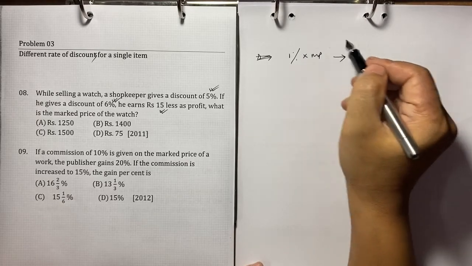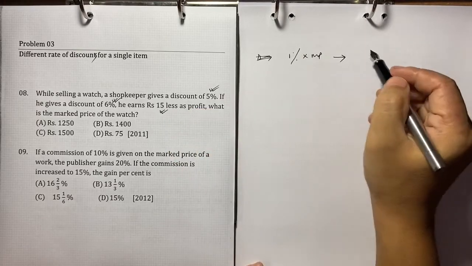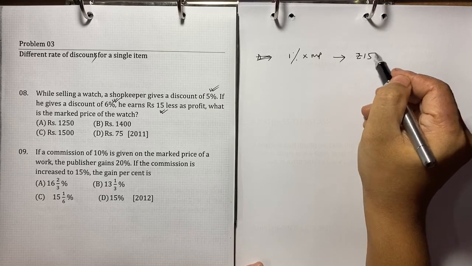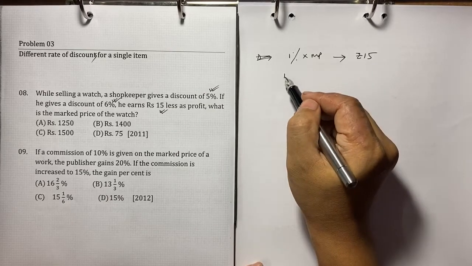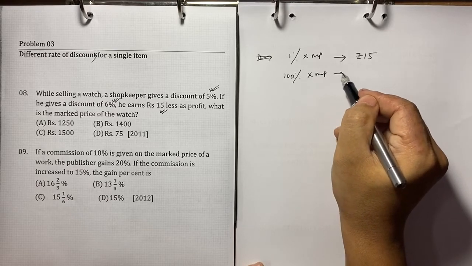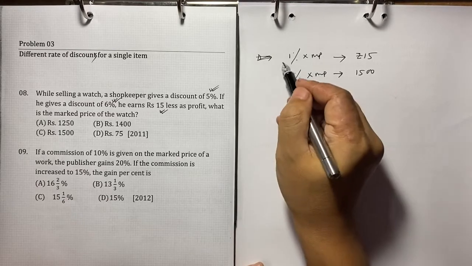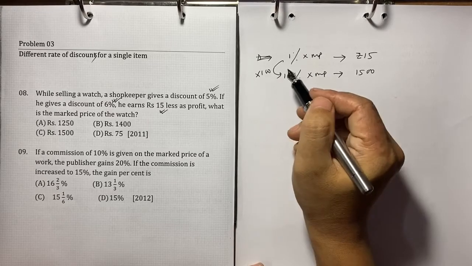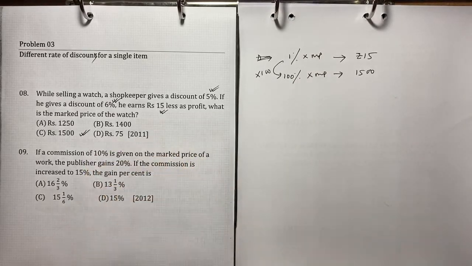Difference of discounts is the same thing as difference of profit. Difference of profits is rupees 15. The question asks for the mark price. Mark price will be 100%. 100 percent into mark price will be 1500. So in this case it will be this one.